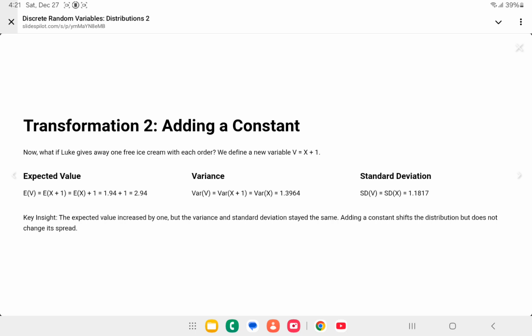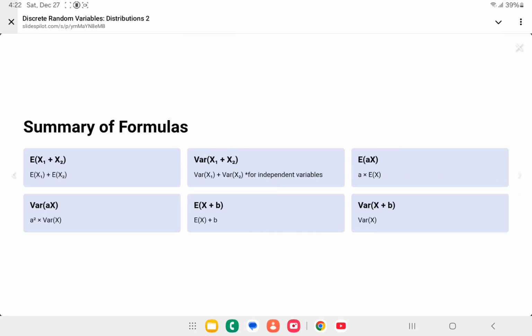So the expected value of V equals the expected value of X plus 1, which equals the expected value of X plus 1, which equals 1.94 plus 1 equals 2.94. And the variance of V equals the variance of X plus 1, which equals the variance of X. Here is a summary of the formulas we used in this video.